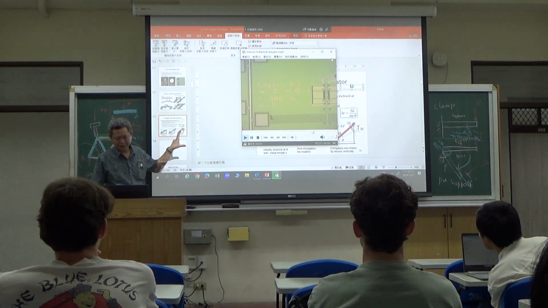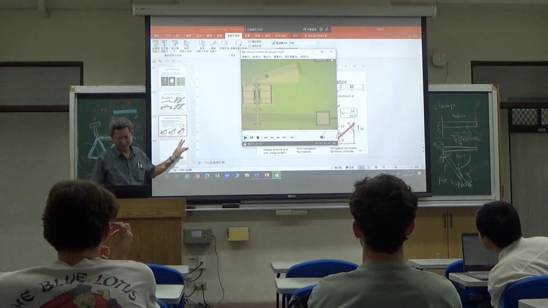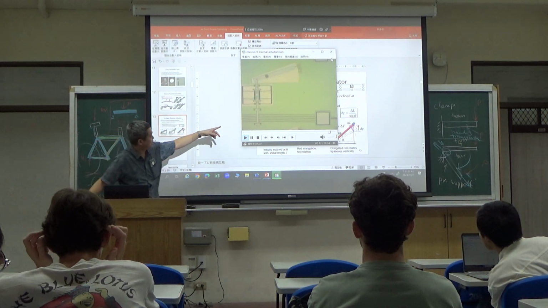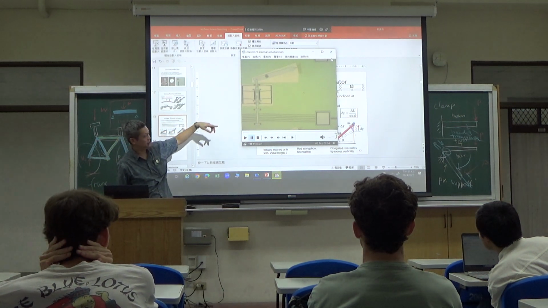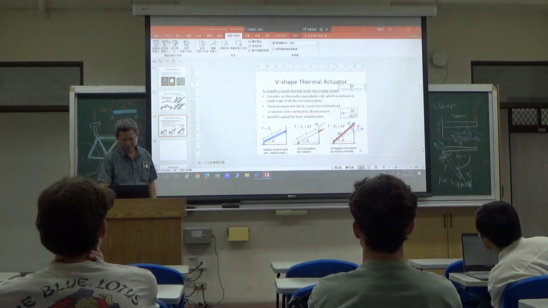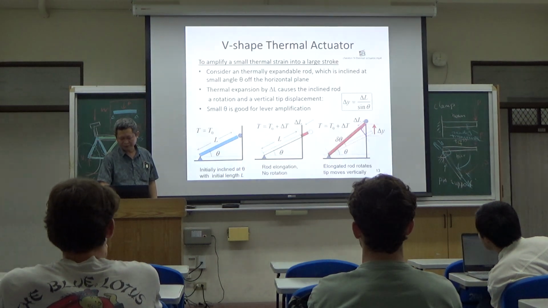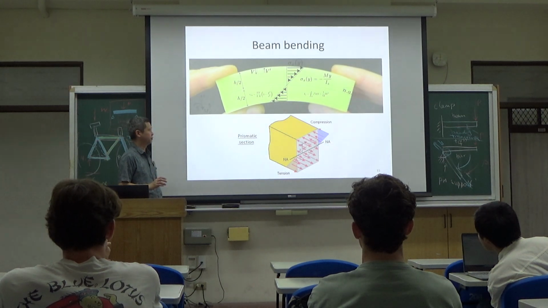This is all fabricated on a silicon wafer. You amplify the tip stroke by using a dial. Then you can see the vertical displacement indicated as the angular change. Okay. There are many examples of the beam structure. Okay. Then let's come to the mechanics of beam bending.